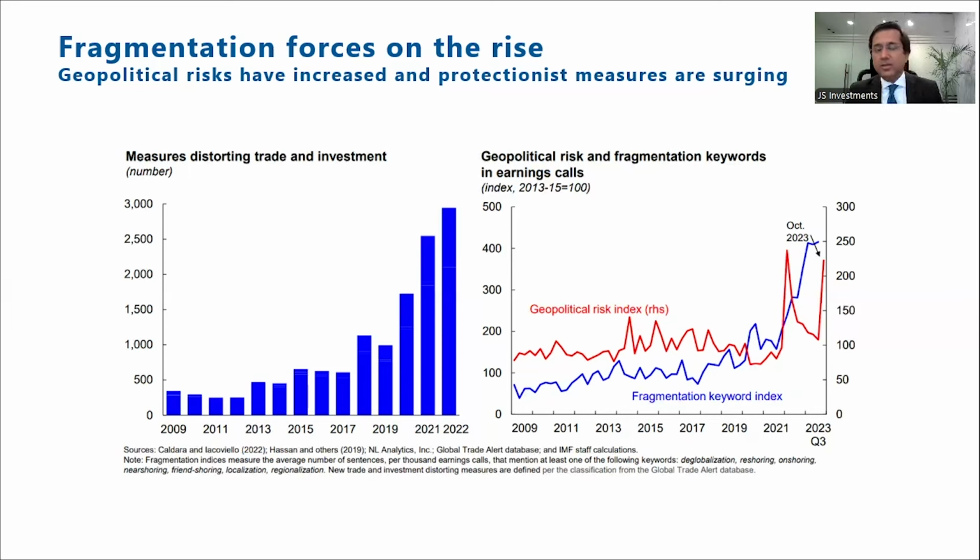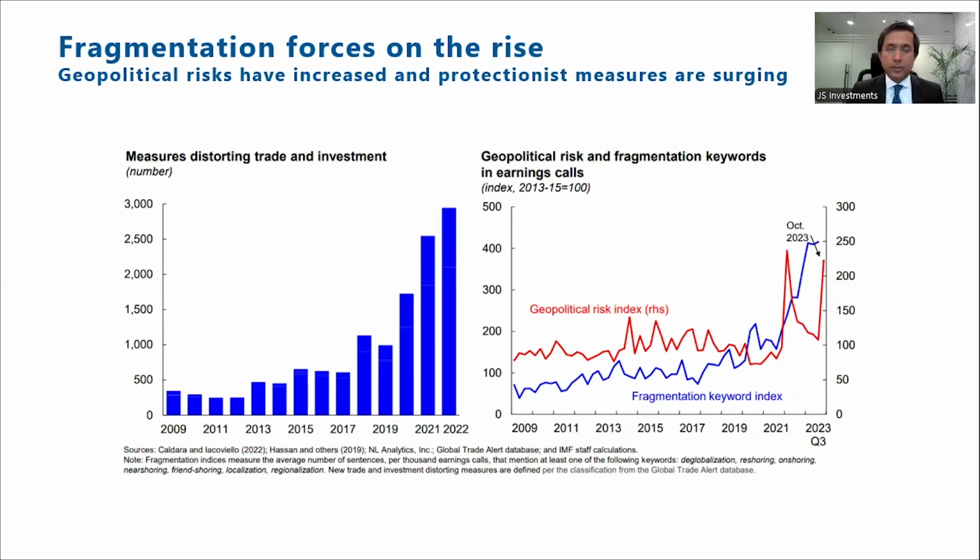Fragmentation is simply how the world is getting divided into different camps, into different blocks, and where countries are taking unilateral decisions, which are obviously having a lot of impact on the global economy as a whole. So the following slides will give you a quick snapshot of what is actually happening.